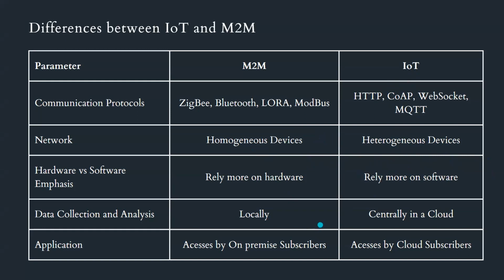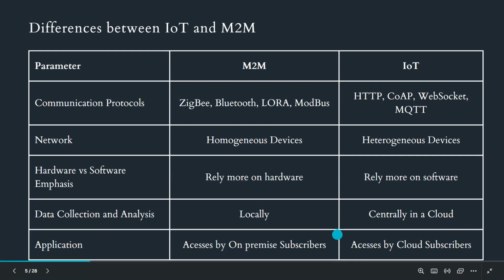M2M communication, most of the time, happens in a local network, on a local area. And IoT networks are basically communicating with the internet, and the data can be stored in a central cloud server. The data analysis can be done in a cloud server, and cloud servers have more resources to do the analysis. Therefore, in IoT, we can use cloud servers for the analysis part. So cloud servers are useful when you have a lot of data to analyze.